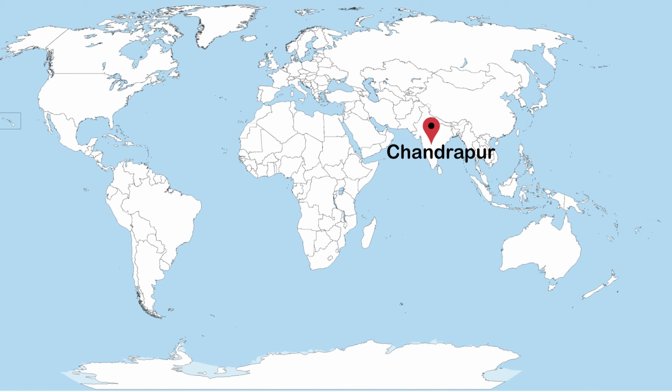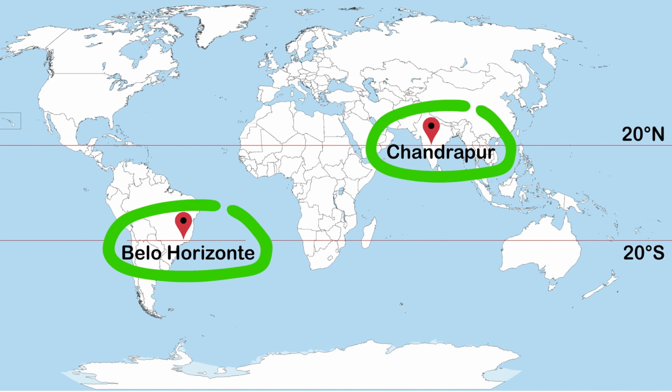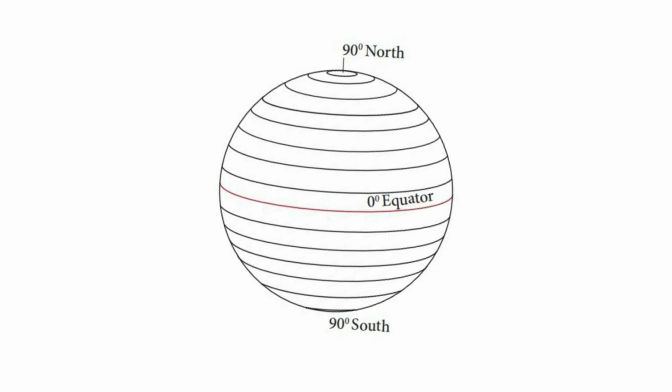For example, both Chandrapur in Maharashtra in India and Belo Horizonte in Brazil in South America are located on parallels of about 20 degrees latitude. But the former is 20 degrees north of the equator and the latter is 20 degrees south of it. We therefore say that Chandrapur is situated at 20 degrees north latitude and Belo Horizonte is situated at 20 degrees south latitude. We can see in this figure that as we move away from the equator, the size of the parallels of latitude decreases. Besides the equator, which is 0 degree, the North Pole is 90 degrees north and the South Pole is 90 degrees south.